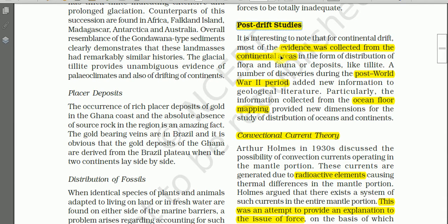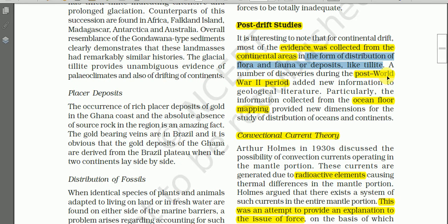Let us read. Here it is interesting to note that for continental drift, most of the evidence was collected from the continental areas in the form of distribution of deposits, distribution of flora and fauna, or deposits like tillite. Okay, this we have learned earlier. For the continental drift theory, the evidence was mainly collected from the continental areas, say from the distribution of plants, animals, and deposits like tillite.